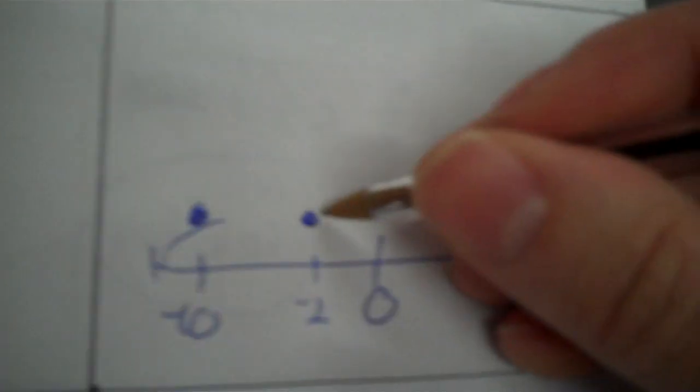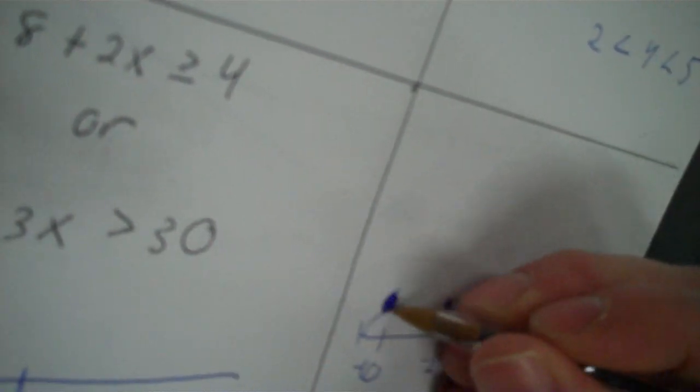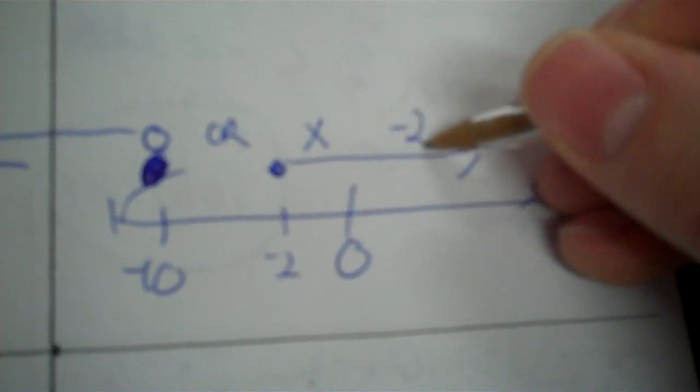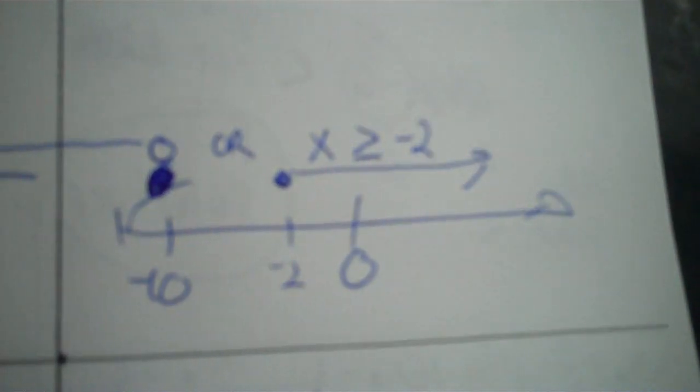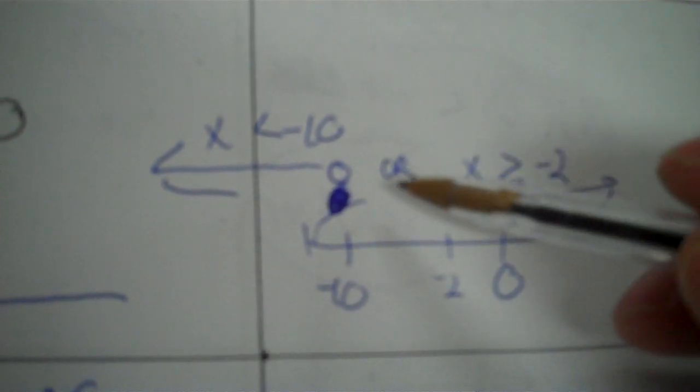So we have negative 2 and negative 10. Both the circles get closed, and you're greater than negative 2, but you're less than 10. Whoops, I should not have closed that. That should be open, okay? Because it's no equal. So that's an OR. So an OR, that's greater than, so x greater than or equal to negative 2, and x less than negative 10, and there's no equal to, okay? It's an open circle.